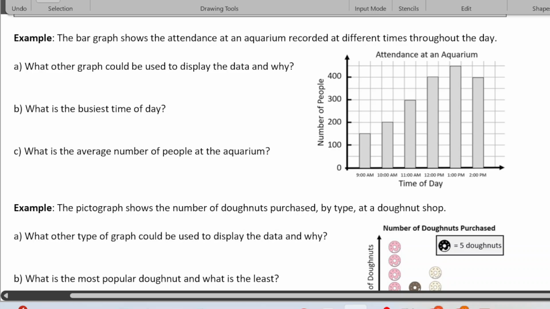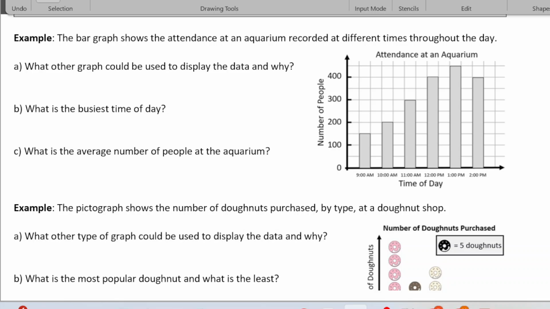So first we have this attendance graph, and there are times at the bottom, but notice they're in different categories. So it's like discrete numbers or discrete times. Okay, so 9 a.m., 10 a.m., 11 a.m., and so on. And we have the number of people that have attended the aquarium. So because this is data over time, we could use a line graph to represent this, or we could use a pictograph.